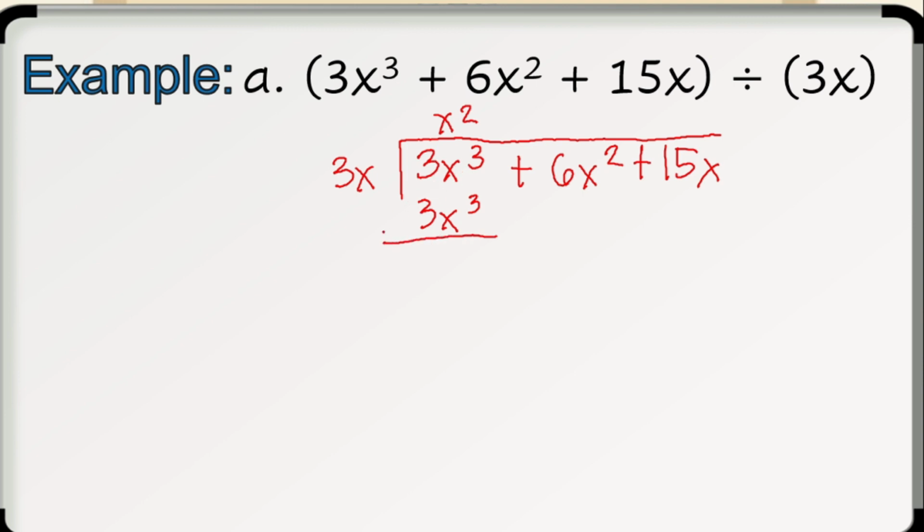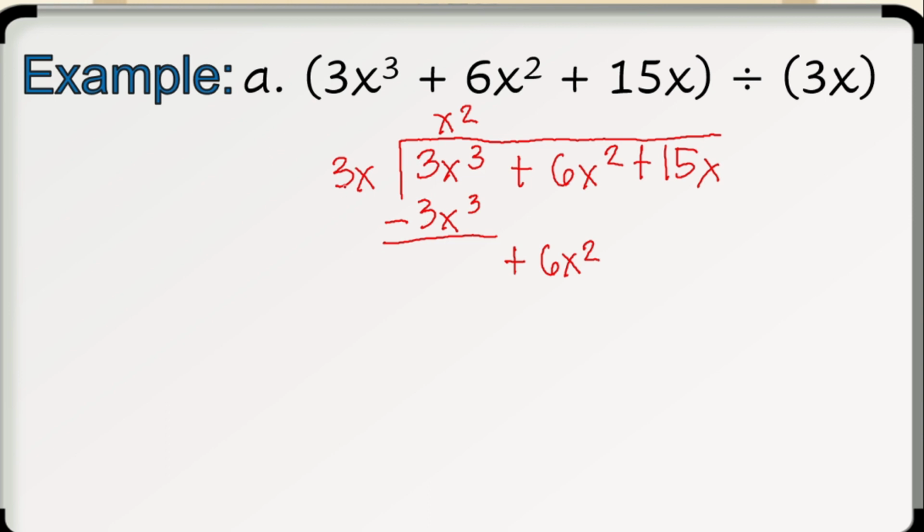Remember the rule in subtraction. Change the sign of the subtrahend and follow addition. We have 0. Then bring down the new term, which is 6x squared. The difference and the next term will be the new dividend. Then, we will repeat the previous steps to find the second term of the quotient.